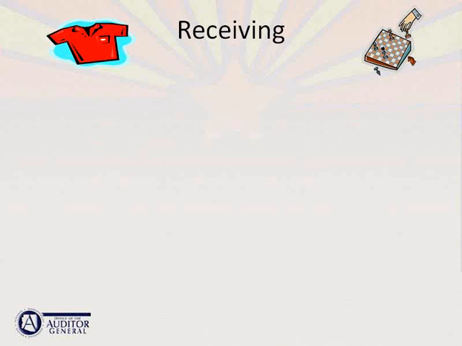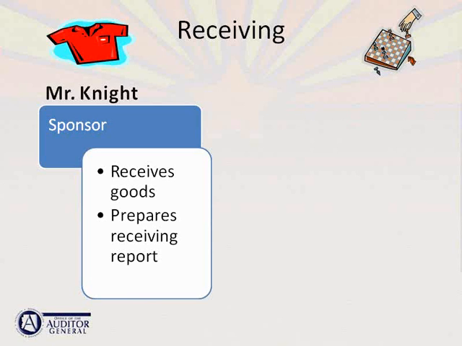Now let's get back to our example. Mrs. Book ordered the chess set and club shirts, and now the items have been delivered to the district. Mr. Knight received the goods, which doesn't mean he was available to receive the package directly from the delivery person, but what it does mean is he was given the package unopened.